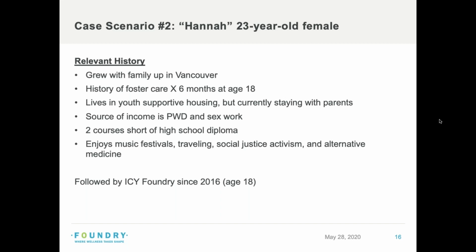Currently she's staying with parents, and she had been going back and forth with her parents. Her source of income is persons with disability, and then she also supplements that by doing sex work. She's 2 courses short of her high school diploma, and she enjoys attending music festivals, and she volunteers at them as well, traveling, social justice activism, and she's interested in alternative medicine.